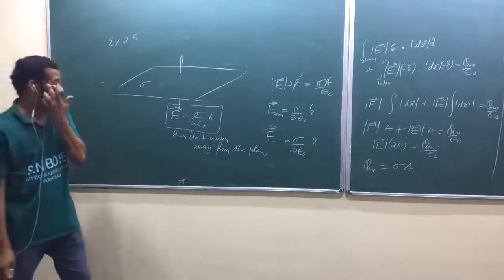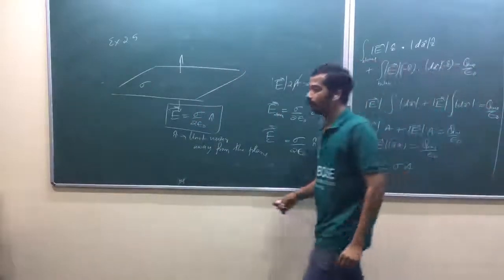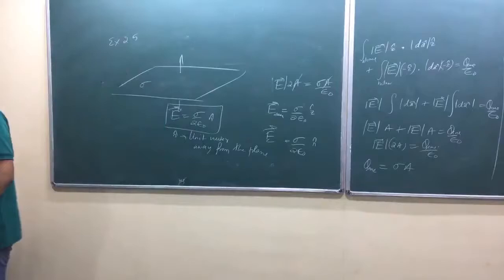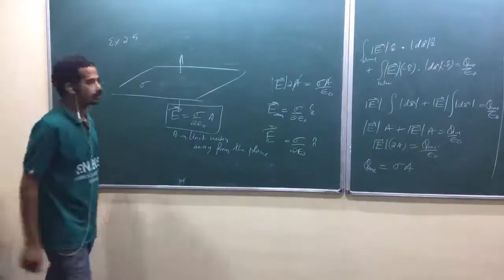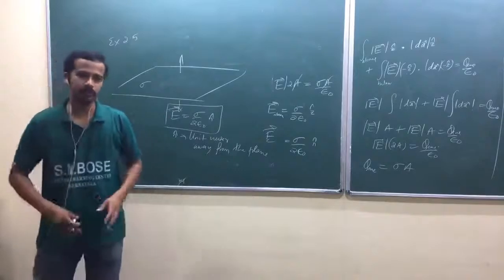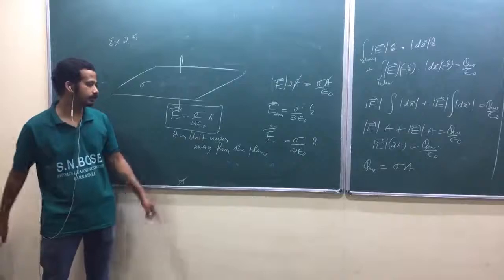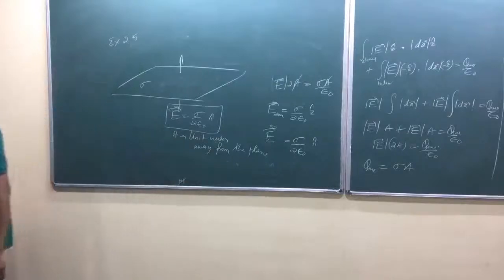So again, why is that electric field constant? Because when you move away from the plane, more and more charges will come into your field of view. As you move away, the electric field should decrease, but more charges are going to play a role, so the electric field should increase. They will compensate with each other so that the electric field is constant.